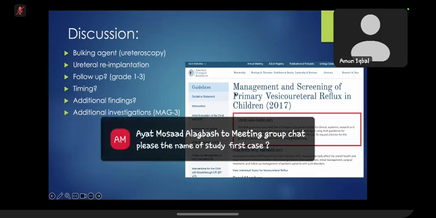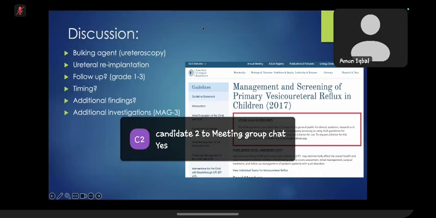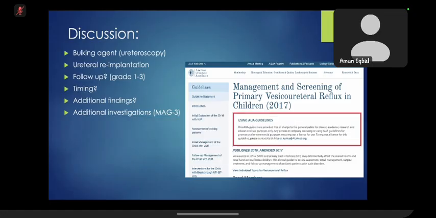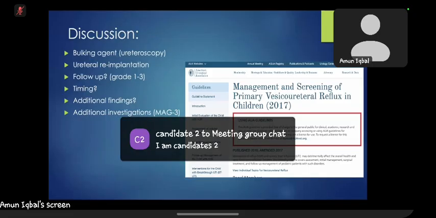Okay, somebody is asking me to repeat the management. Yes, the management depends upon the clinical condition of the patient. If the patient is having grade 1 to 3 reflux, we usually follow up. Okay, after grade 3, we take the opinion of a surgeon, like a urologist or a urological surgeon, to tell us what to do in this case.